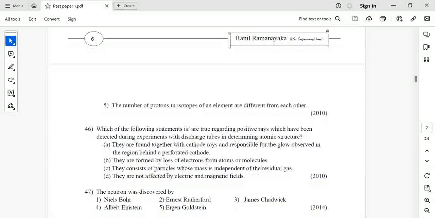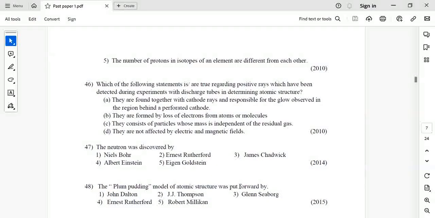46, positive rays. They are found together with cathode rays and are responsible for the glow observed in the region behind the perforated cathode. Yes, it is true. They are formed by loss of electrons. Yes, we have discussed that. That's the reason. B is true. But each positive ray depends on the gas inside the tube. C is wrong. They are not affected. D is also wrong. They are charged particles, therefore they are affected. A, B only, first answer.